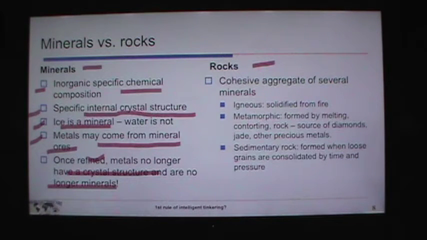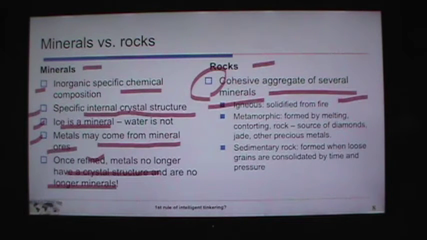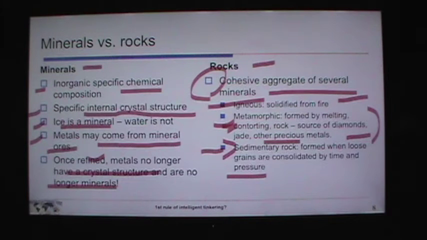Okay. Rocks, on the other hand, are just aggregates of several different minerals, and here are the different forms. Igneous rock is a sort of rock that you get from a volcano. Metamorphic rock are rocks formed under very high pressure, formed by melting and contorting rock. That's where we get those precious metals, diamonds, jade, those things like that. And then sedimentary rock, sandstone is the classic example. Loose grains are consolidated over time by pressure, just to sit underneath a large amount of mass.